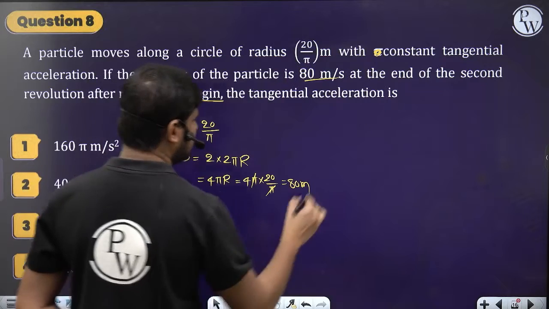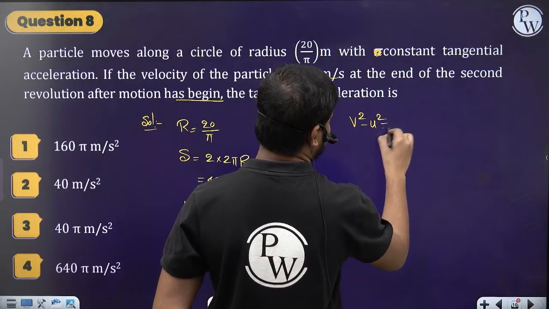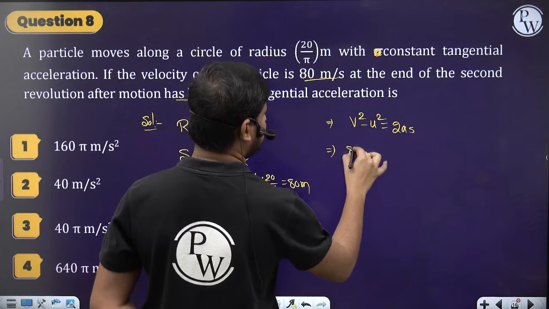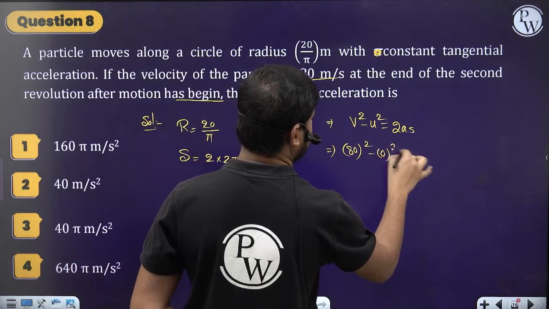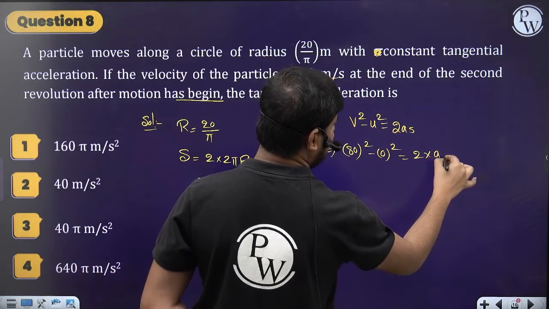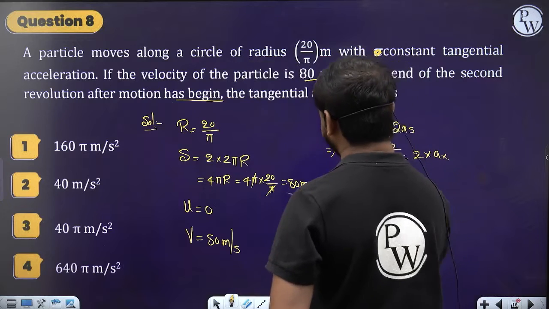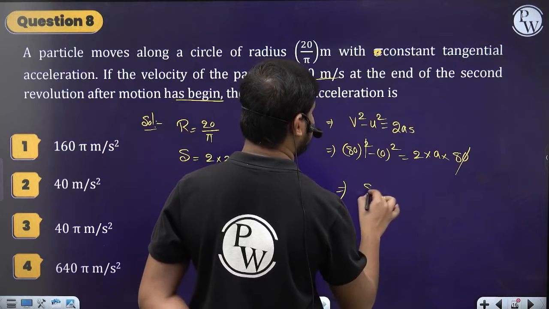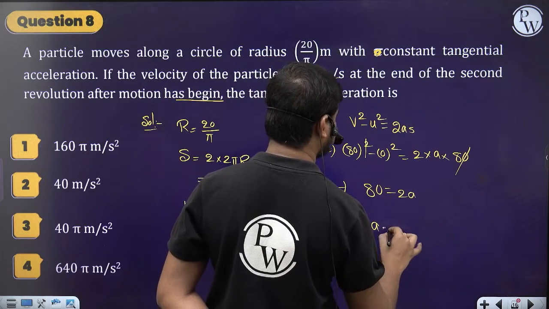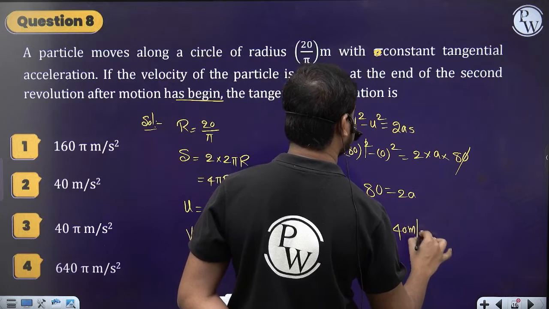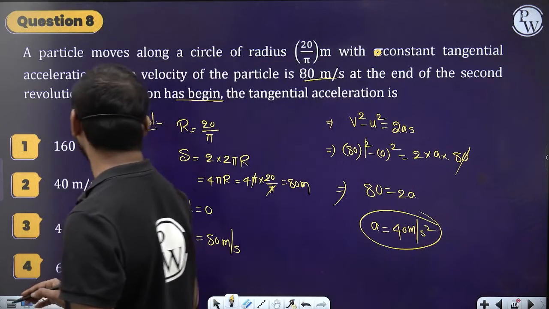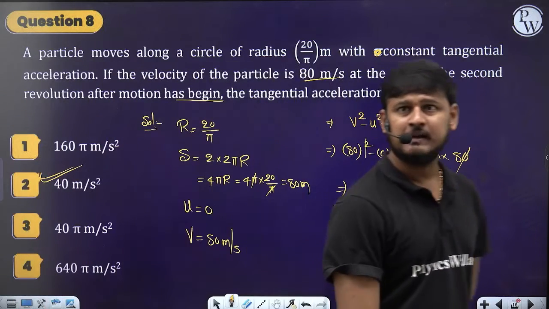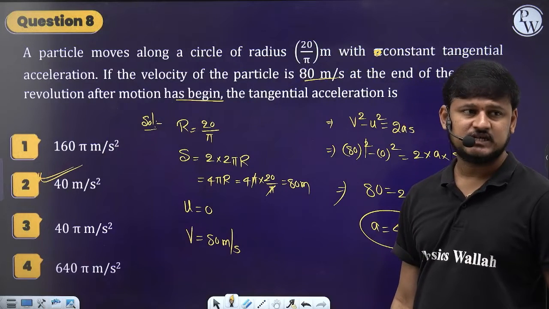Same as the previous type of question. Just use V square minus U square is equal to 2as, right? So V is 80 whole square. Initial velocity 0. So this acceleration is the tangential acceleration, a, into S, and S is 80 we got. So 80 cancels, so that 80 is equal to 2 into a. So a is equal to 80 by 2, 40 meter per second square is the tangential acceleration. No, 40 meter per second square. Option B is the correct one. Clear, guys? Understood? Chal.